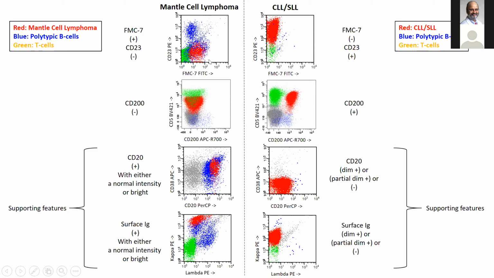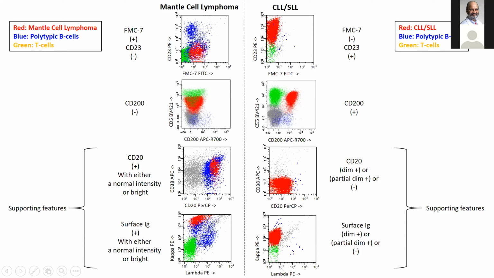So again, that is a nice characteristic feature of mantle cell lymphoma, to show either bright expression of surface immunoglobulin or the same intensity as the polytypic B cells. Whereas the chronic lymphocytic leukemia, small lymphocytic lymphoma, typically shows dim to negative expression of surface immunoglobulin light chain compared to your polytypic B cells. Okay, so we can use those features as supportive evidence that we are making the right differential diagnosis based off of our findings on FMC7, 23, or 200.